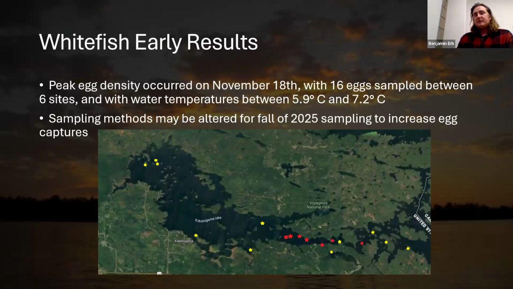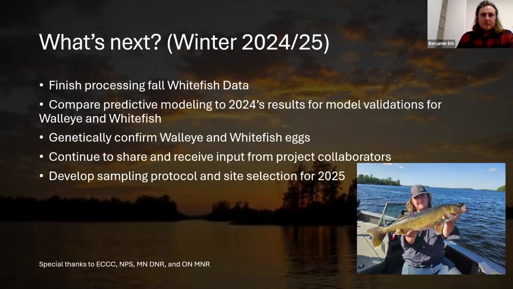Our sampling methods might be altered between now and fall of 2025 to increase egg capture rates. But over the winter of 2024 and 2025, I'll finish processing our fall whitefish data. And then a big part is going to be comparing the predictive model provided by Marianne and her crew to the data that we collected in the spring and fall to validate those sites, and then genetically confirm walleye and whitefish eggs, and continue to share and receive input from project collaborators, and develop a sampling protocol for next spring and fall for walleye and whitefish.